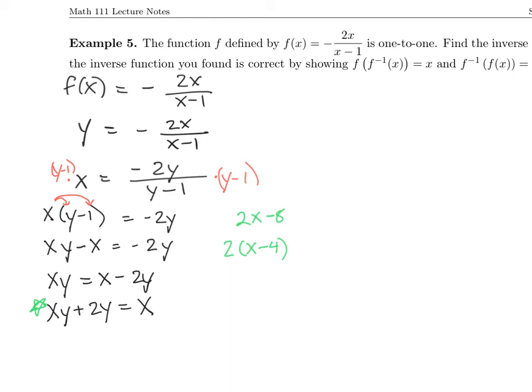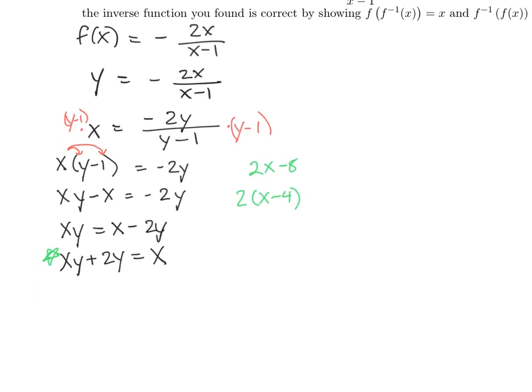I noticed that the xy and the 2y have a y in common. So I'm going to factor out, there we go, I'm going to factor out the y, or divide that out. Oh, I forgot we are still in green. Let's fix that. There we go. So we're going to change that into y, and xy divided by y gives us x, and 2y divided by y gives us a positive 2.